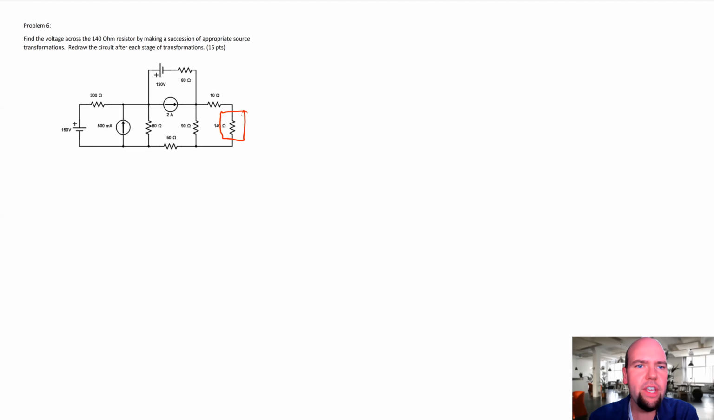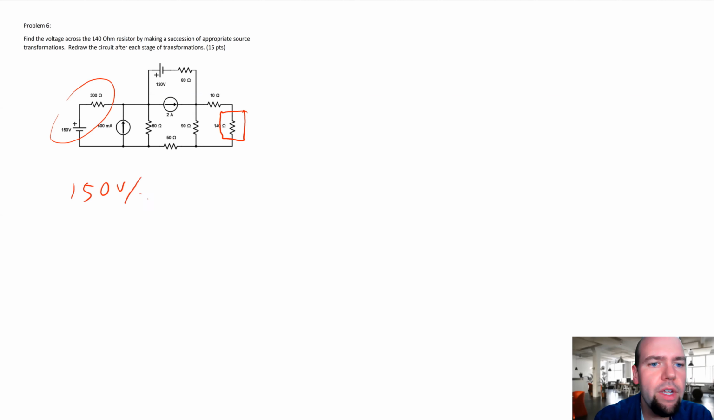So what can we do? Looking at the rest of the circuit, do we have anything in series or in parallel that we can simplify? I do not see anything. If you see something in series or parallel, maybe I'm missing it, or maybe you're seeing something you shouldn't be seeing. But I do see that if I do a source transformation here, then I'll have some stuff in parallel.